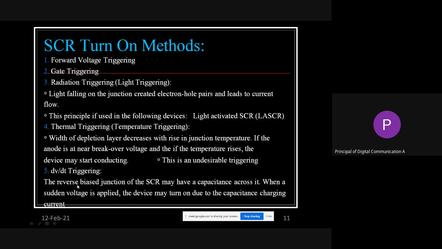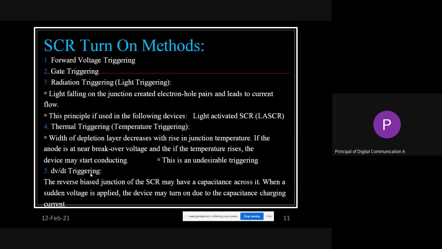And last way of just making the turn on, that is dv by dt triggering. dv by dt triggering म्हणजे immediately voltage वाढवायचं. That is the deviation in voltage with respect to time. The reverse biased junction of SCR may have the capacitance across it. And when a sudden voltage is applied, the device may get turned on. And this is how this particular SCR will get turned on, due to the capacitance charging.